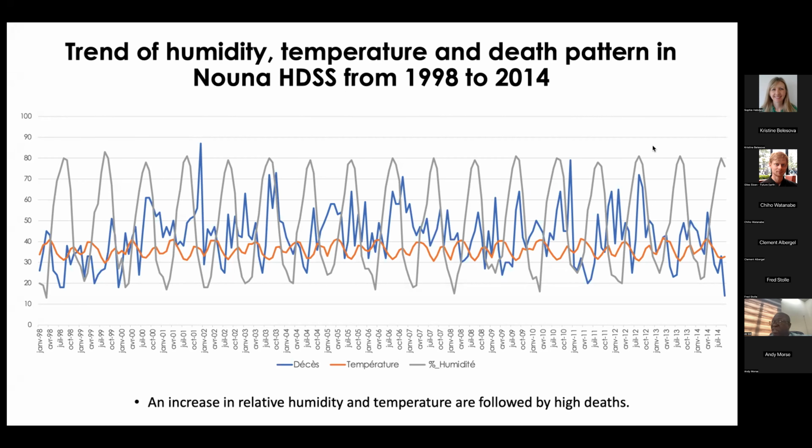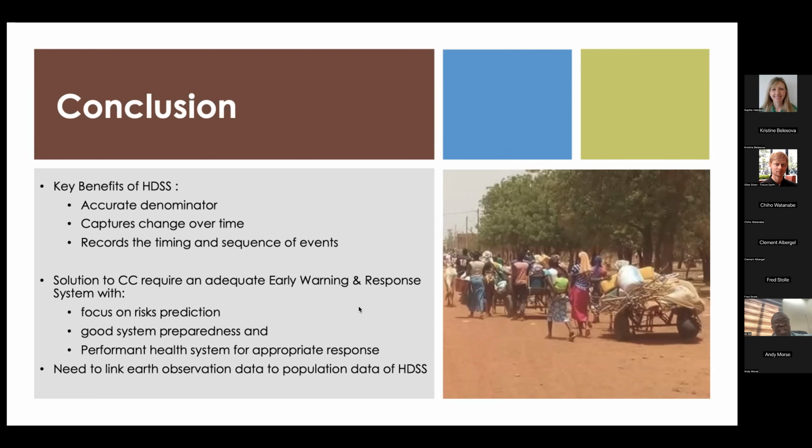So to summarize, I would say that the key benefit of the health and demographic surveillance system is, one, to get an accurate denominator, to capture the changes over time, and to record the timing and sequences of events. So as far as climate change is concerned, there is a great need to get an adequate early warning and response system for the benefit of the population, and that needs a good focus on risk prediction, a good system preparedness. I'm thinking about health and food security, and also a performant health system for appropriate response.